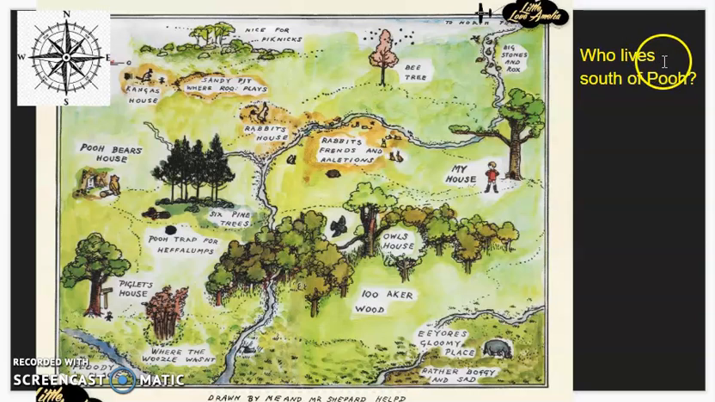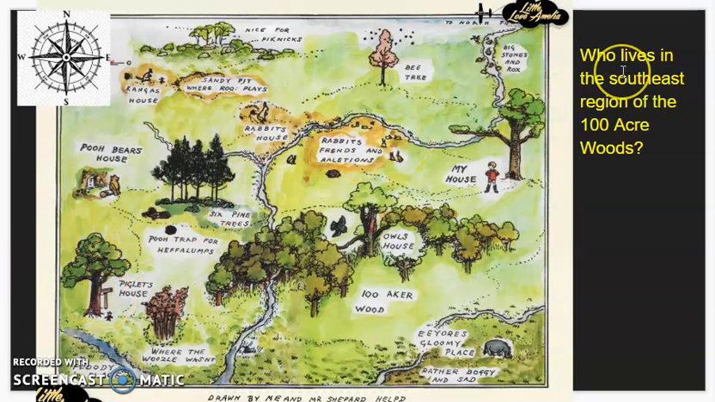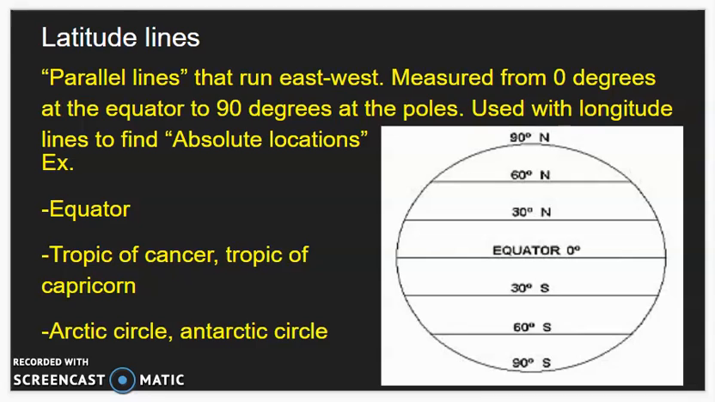If we ask the question, who lives south of Pooh? We have to look at Pooh, and then we're going to look at below, and the closest person is going to be Piglet. Now, if we were to ask a general question, though, who lives in the southeast region of the 100-acre woods? This is the 100-acre woods. Southeast region. Here's south, here's east. Southeast is going to be down and to the right. So if we look at this area, okay, who lives there? Owl lives there. Eeyore lives there. Okay. Alright, continue on with notes.